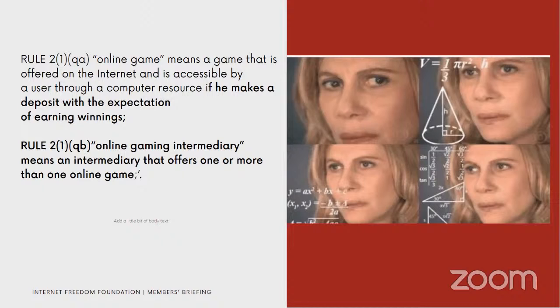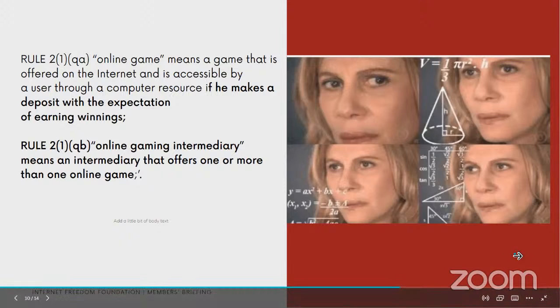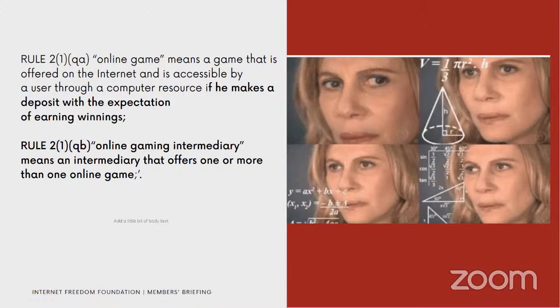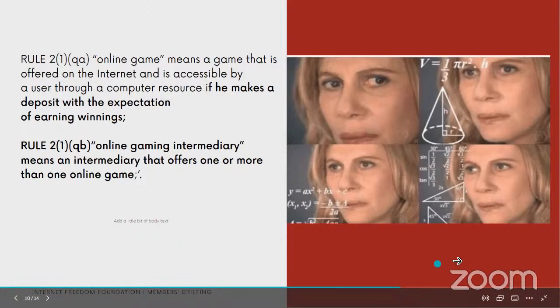So the intermediary definition has been expanded under Part 2 of the IT rules to include 1, social media intermediaries, 2, significant social media intermediaries, and 3 now, online gaming intermediaries. There's no logical or reasonable justification that we know that the government has created another category. And this definition is also really broad.